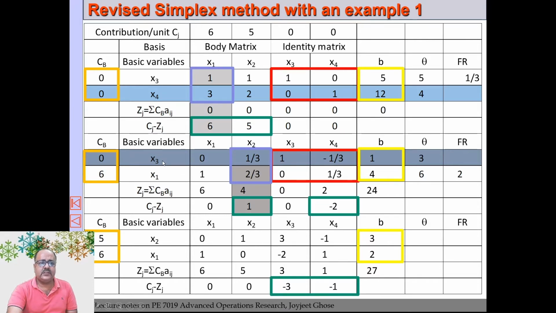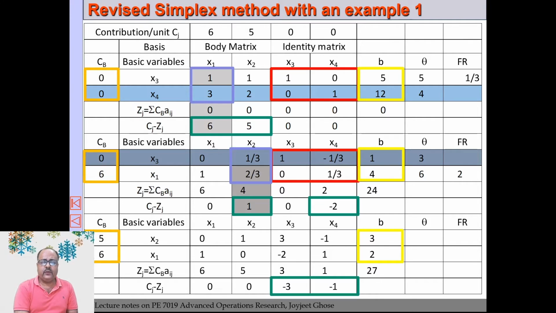In the next table the basic variables are x3 and x1, so x3 is 1 0 and x1 is 0 1, again an identity matrix. The aij's of these two variables form an identity matrix, and c3 minus z3 is equal to 0 and c1 minus z1 equal to 0. And again in the last table, x2 and x1 are the basic variables. So x2 is 1 0, x1 is 0 1, again an identity matrix, and you can see c2 minus z2 is equal to 0 and c1 minus z1 equal to 0.